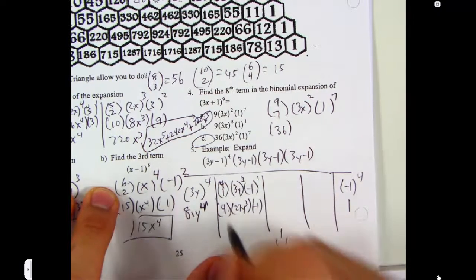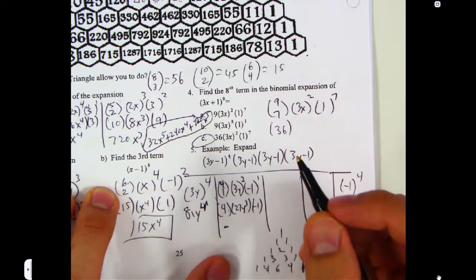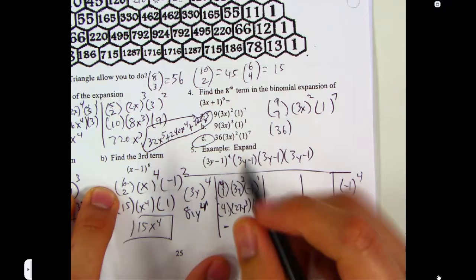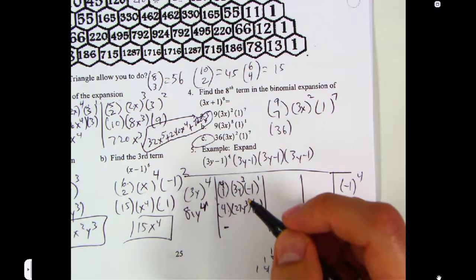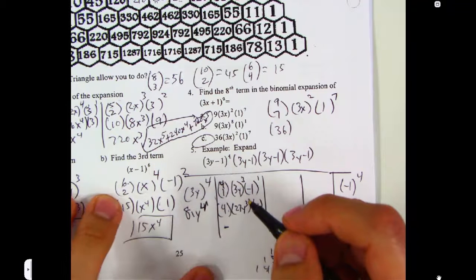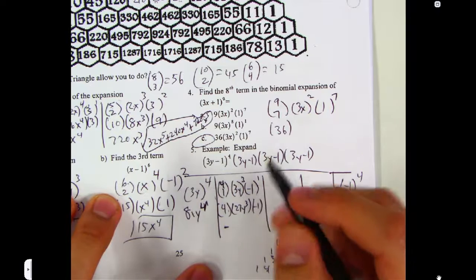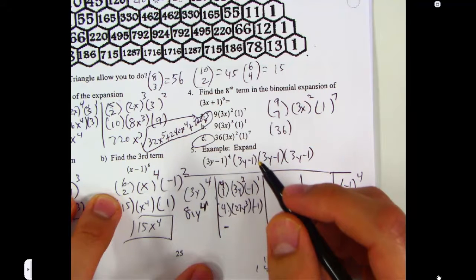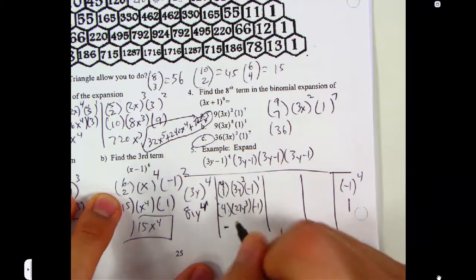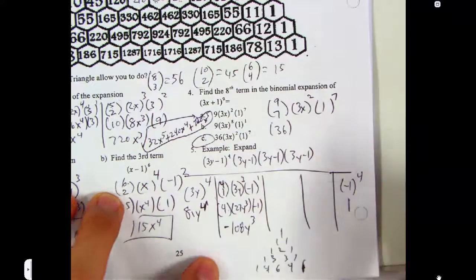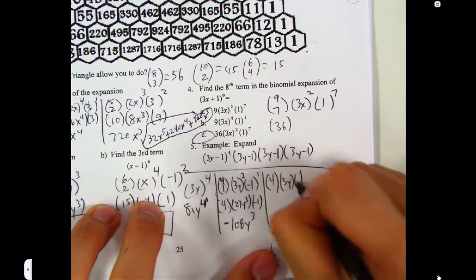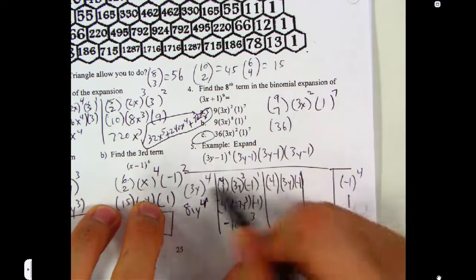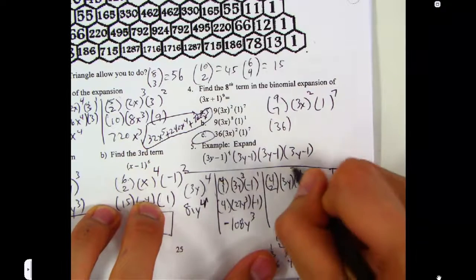4 times 27 times negative 1 is negative something. What is it? Glenda, what is 4 times 27? Yeah, use a calculator. Thank you. Y cubed. Okay, let's do the next one. The third term. 4, 3y, negative 1. Okay, so third term. 0, 1, 2. So this is 2. 4 minus 2 is 2. The exponent, 2.